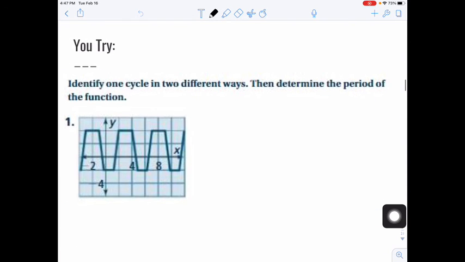Now I would like you to try problem number 1. Identify one cycle in two different ways, then determine the period of the function.